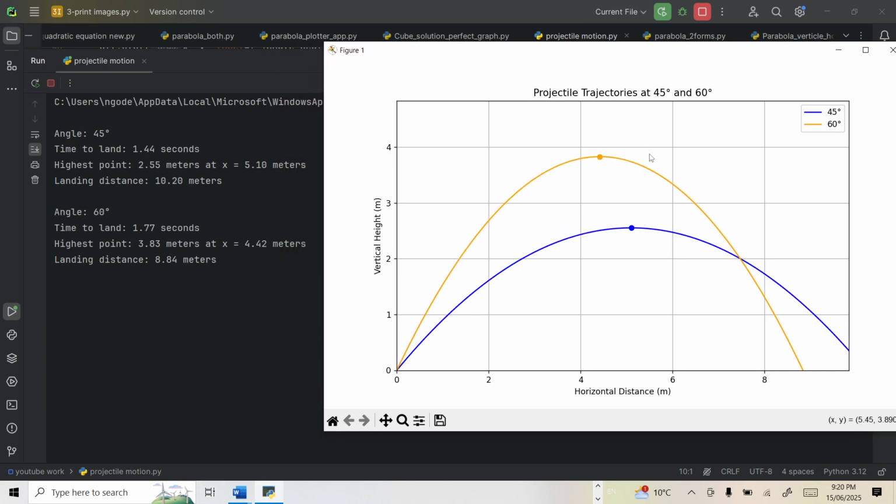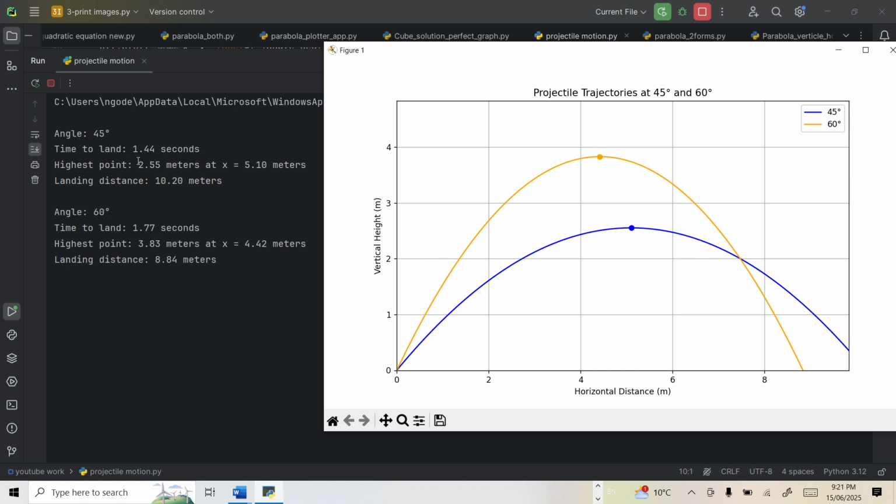You see there's a color here for 60 degrees. With 60 degrees, you draw it and it goes higher, and 45 degrees is here. We draw the angle at 45 degrees, so you can observe that very clearly. We start with 45 degrees, and it takes 1.44 seconds to land. When you draw it lower, at 45 degrees, it is lower, and 60 degrees is higher, so it takes a longer time. When you draw higher, it takes longer to land, 1.77 seconds.